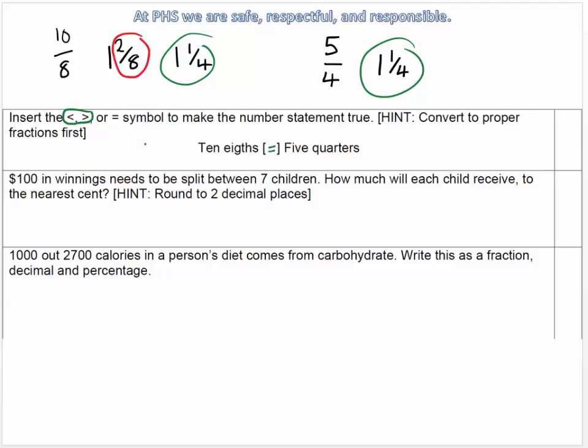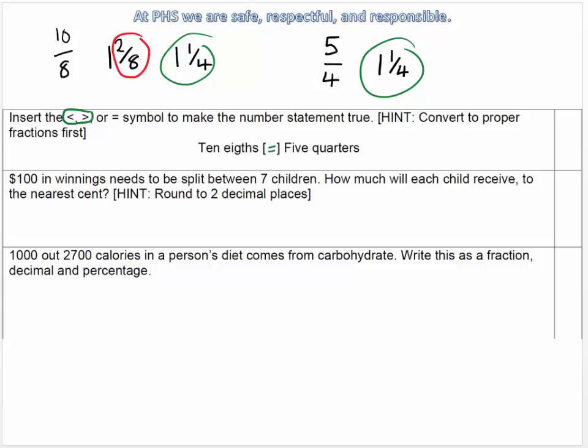Okay, $100 in winnings need to be split between 7 children. How much will each child receive? To the nearest cent, and we need to round to 2 decimal places, okay? And that's because we're dealing with money, and we can round money to 2 decimal places for the nearest cent. All right, so I've got to split 100 into 7. How am I going to do that?